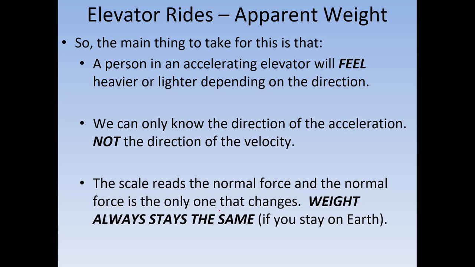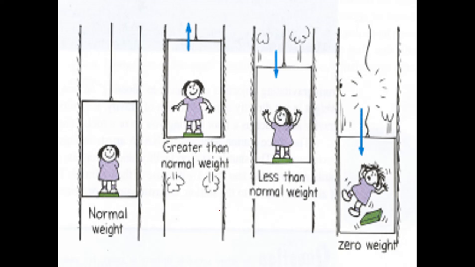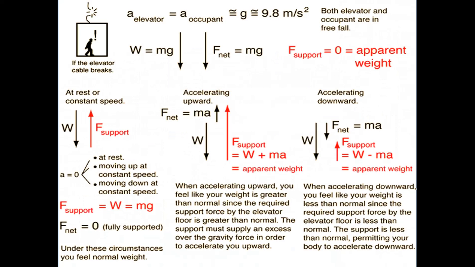And then again, the scale reading measures the normal force, which changes while your weight is going to stay the same as long as we stay on Earth. That's pretty much it. There's two pictures that kind of show the same idea: accelerate up, your apparent weight goes up. And then this is just another picture that says pretty much exactly the same thing. What happens when you're in equilibrium, what happens when you're accelerating upwards, accelerating downwards, or in a free fall. But for the most part, it's saying identical things to what I said.